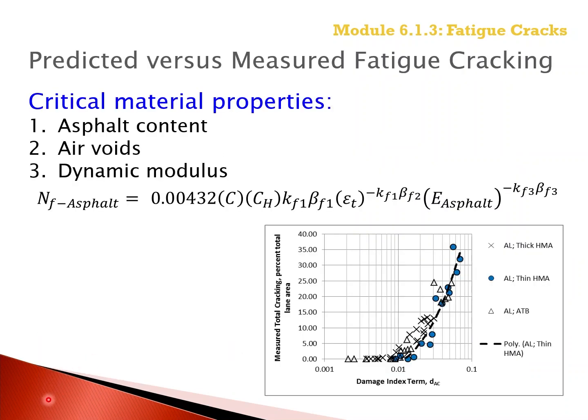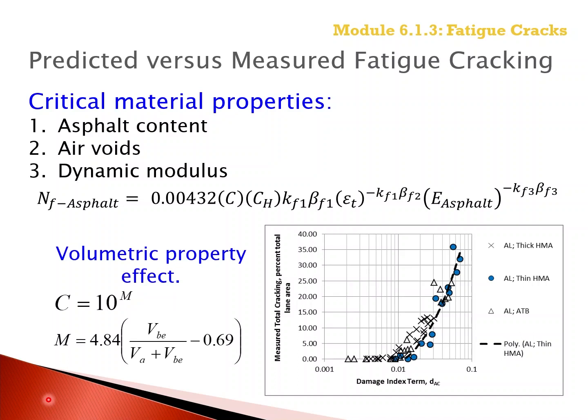Now, it is important to remember the volumetric property impact on the allowable number of load applications, or fatigue strength, of the asphalt layer. The asphalt content and air voids, as well as the dynamic modulus of the asphalt mixture, have a significant impact on the allowable number of load applications and need to be included in determining the fatigue strength or K values of the asphalt mixture tested in the laboratory.